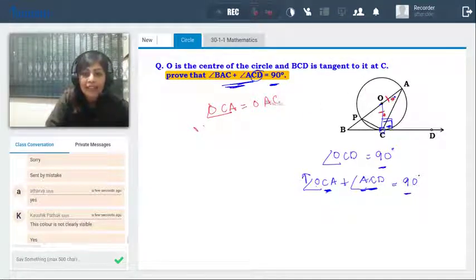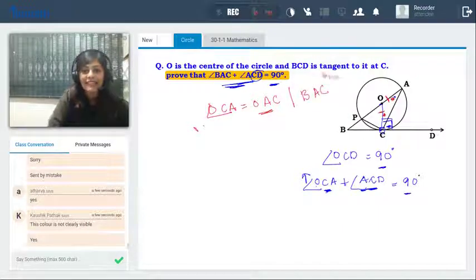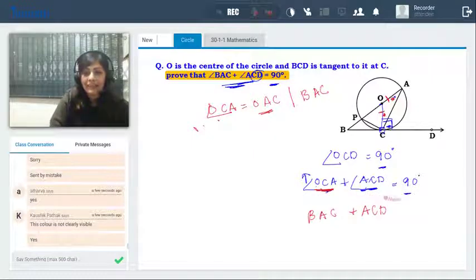And look at angle OAC. Angle OAC can be written as angle BAC. Yes, so I'm going to write angle OAC as angle BAC. Since OCA and OAC are equal, now I can just replace OCA with angle BAC. BAC plus ACD is 90 degrees. Students, have you understood this?